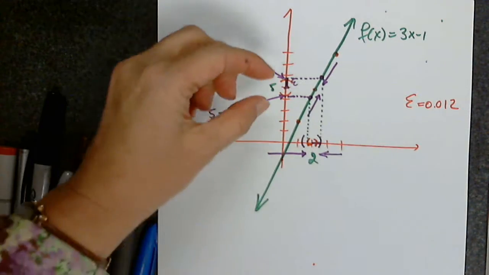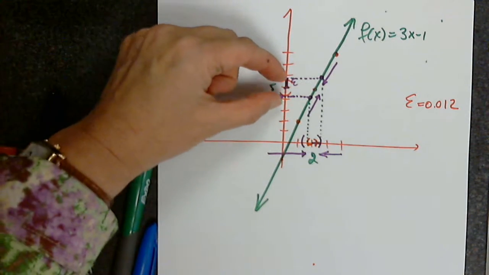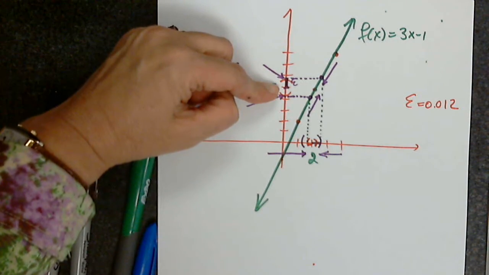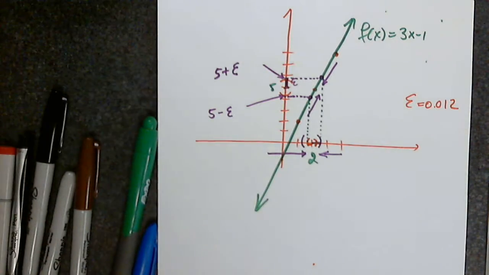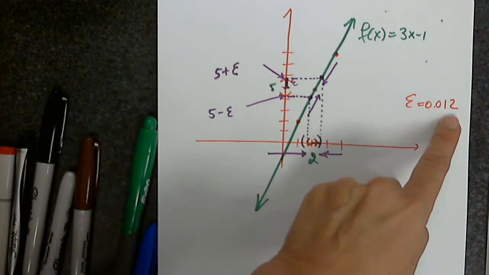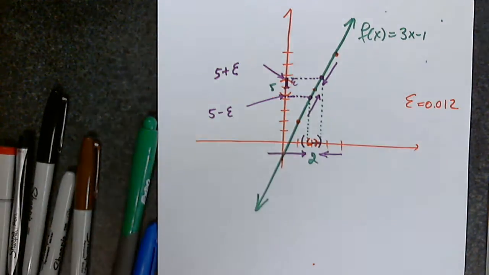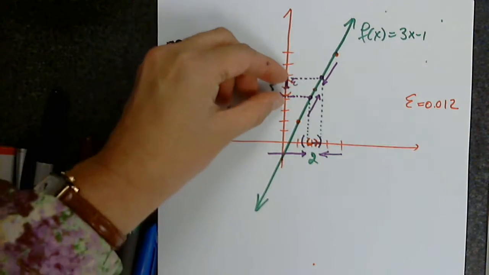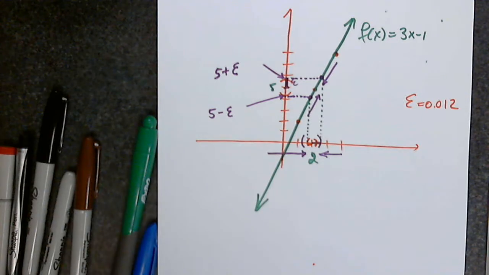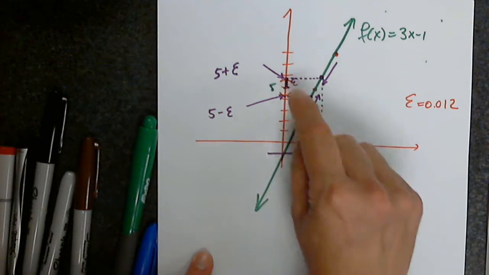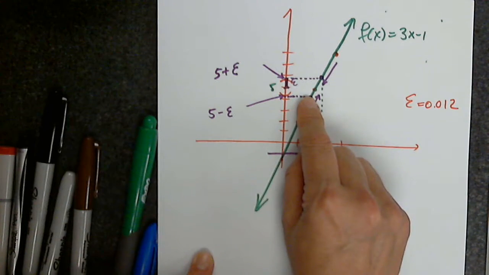For any epsilon that I choose to create a symmetric interval around 5 with, any epsilon you want, as tiny as you want, it can be 0.012, it can be 0.00001, it can be as small as you wanted it to be, I will always be able to create this interval around 5. Would you agree? Okay. Then from that interval, I will always be able to create or draw these horizontal lines.